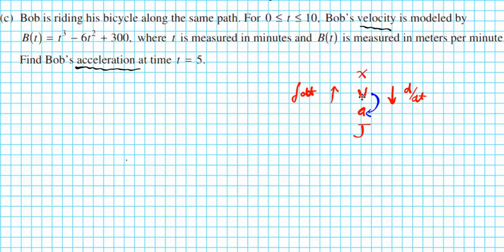What's the connection here? How do you go from a velocity function to the acceleration function? You differentiate, okay? So since what we're doing is differentiating, what the problem is asking us to do in essence is to find b prime of 5. That's what we're doing.